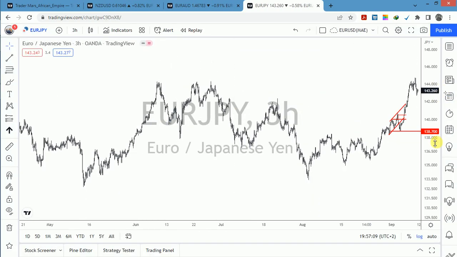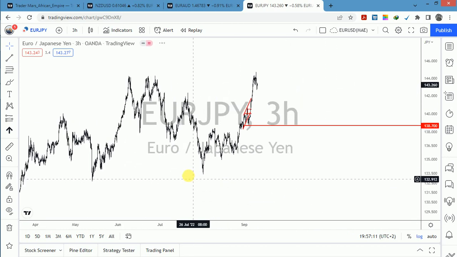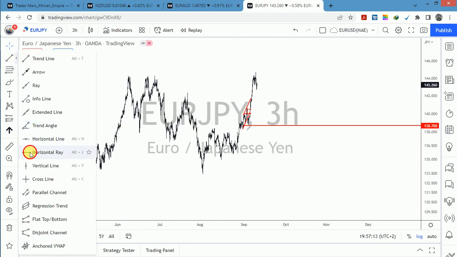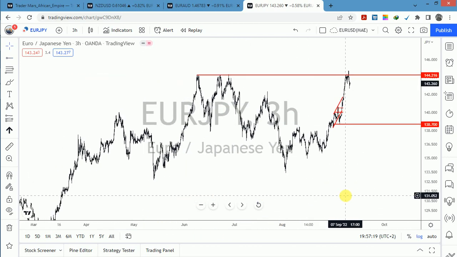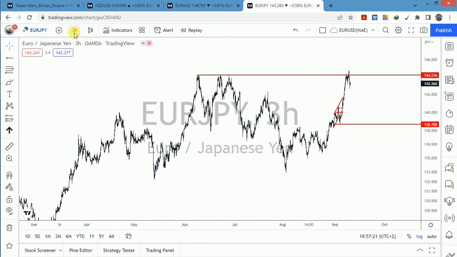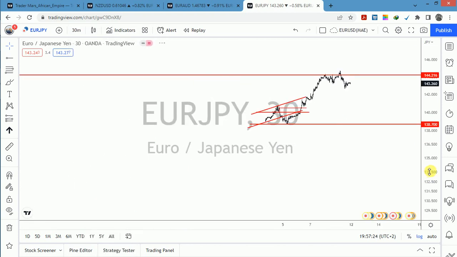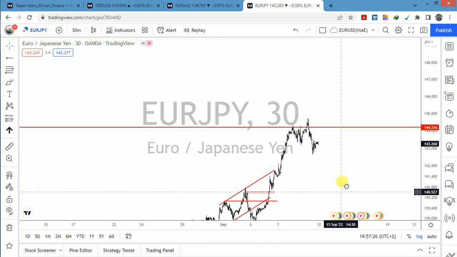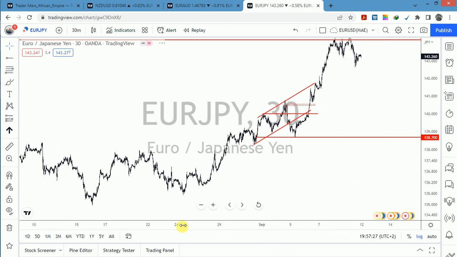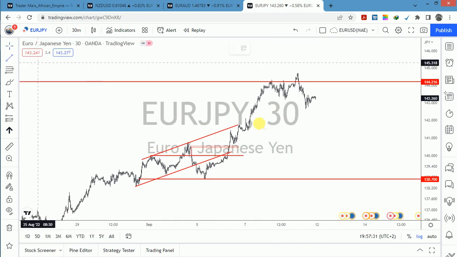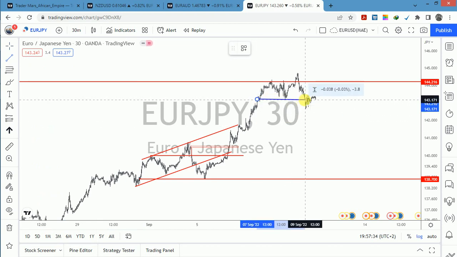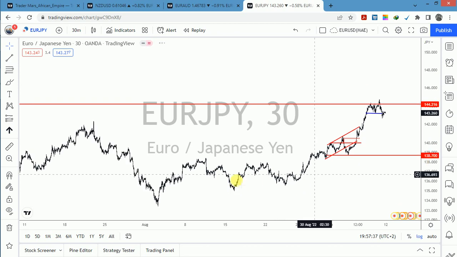EURJPY, is there anything on EURJPY? Yeah, I think there's something there. We are in a critical zone there. That is a critical zone, right? Okay, nice. That is a critical zone, and also in that zone we have a change of character there. We have a change of character.